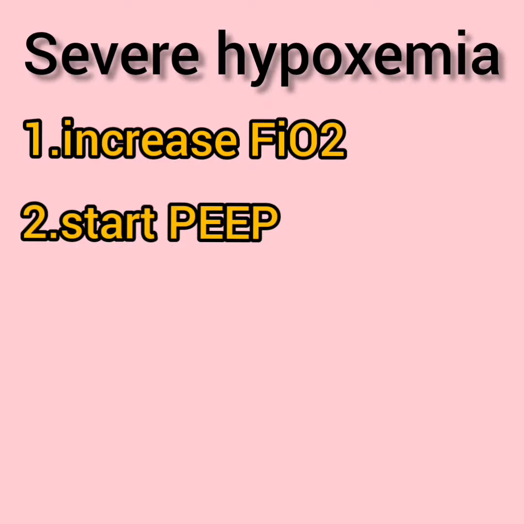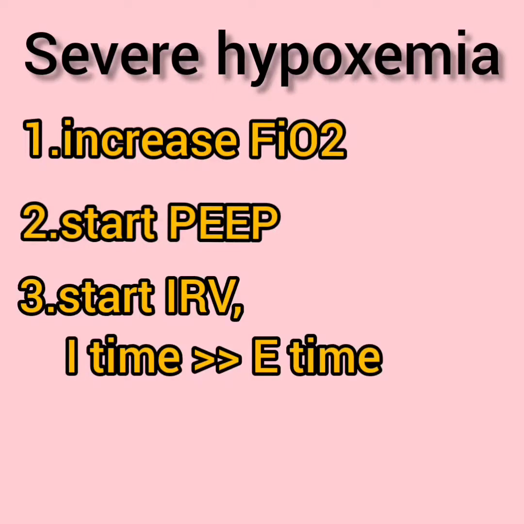If these methods fail, then we have to go for IRV, inverse ratio ventilation. In this, inspiratory time is kept longer than expiratory time. It is used in ARDS patients with refractory hypoxemia not responding to conventional modes and PEEP. Increased inspiratory time overcomes the non-compliant lungs, expands the collapsed alveoli, and increases the time for gas diffusion.